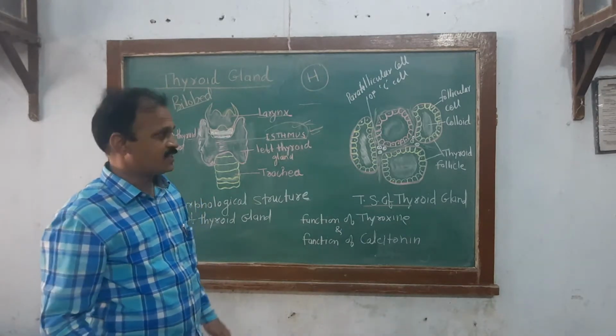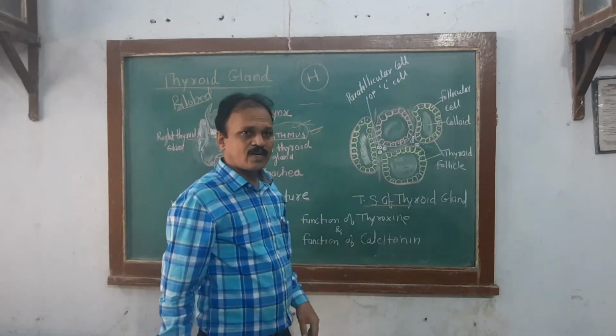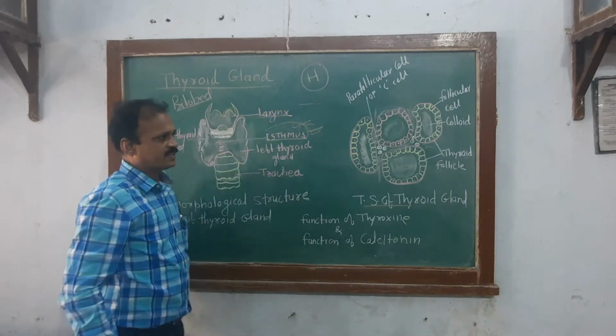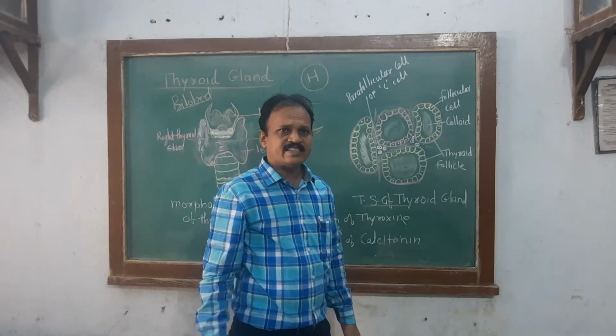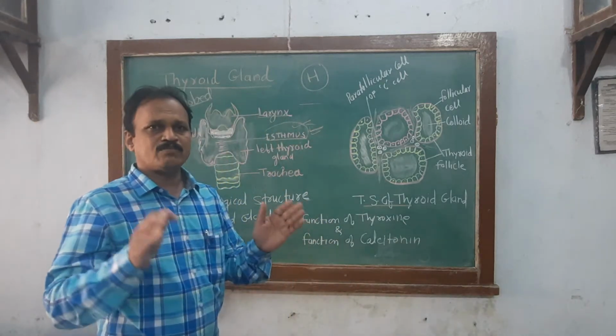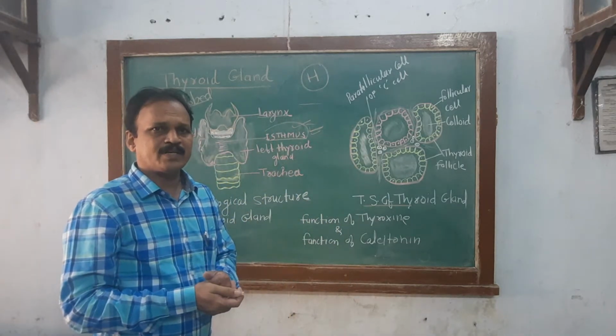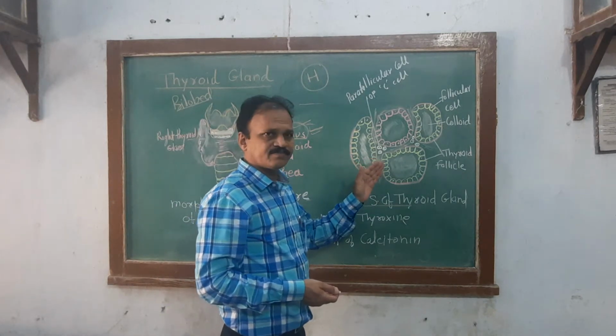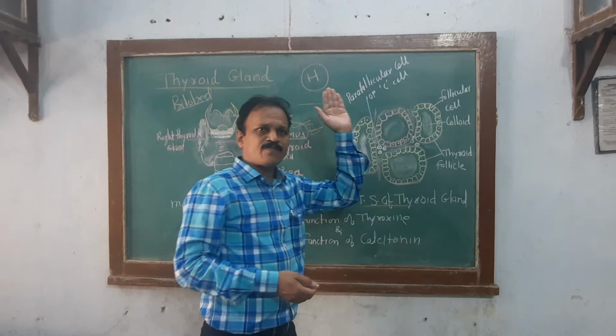You have to practice. See here, what about the thyroid gland? Externally it is covered by a capsule that enters the thyroid as septa and divides it into a number of compartments. Those compartments are called lobules. These lobules contain thousands of follicles.